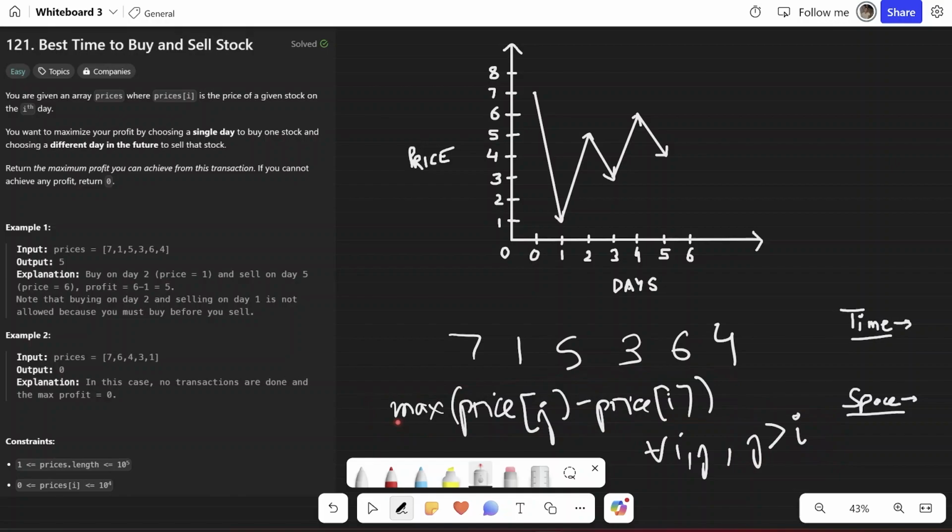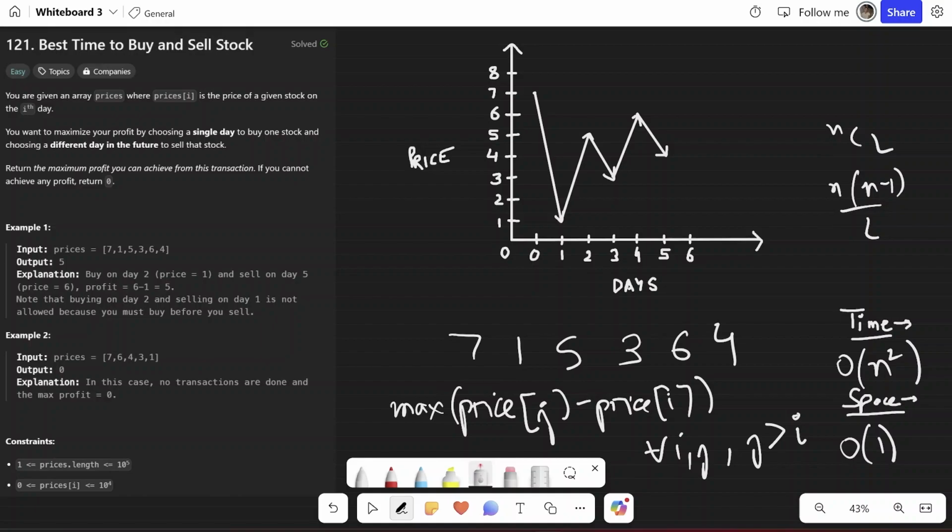Now the most straightforward way to find this would be to apply a brute force approach and find all the pairs. So for example, if I buy on 7, sell on 7, see what profit I'm getting, sell on 5, sell on 3, sell on 6, sell on 4, and then start with buying on 1, sell on 5, sell on 3, sell on 6, sell on 4, and similarly calculate all the pairs. But the time complexity in that case would be O(n^2), as we are forming n times (n minus 1) by 2 pairs, which will be nC2. And the space complexity in this case would be O(1).